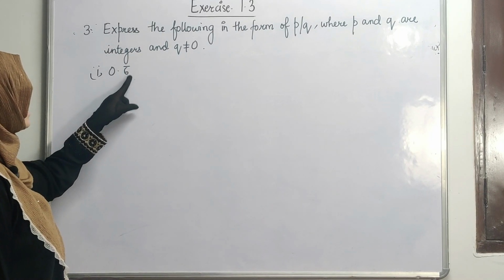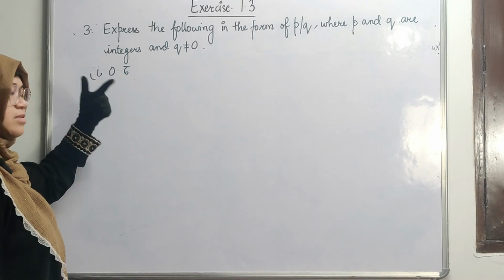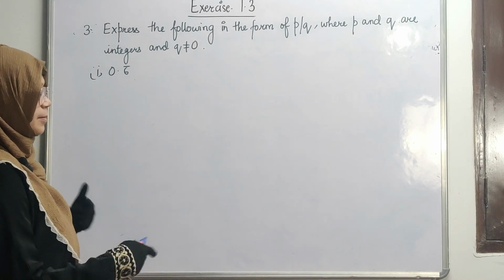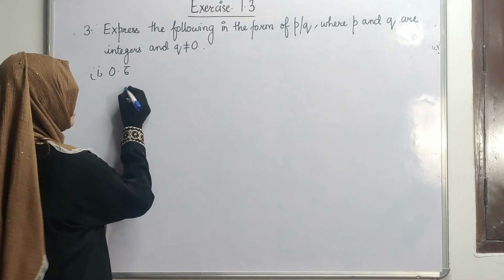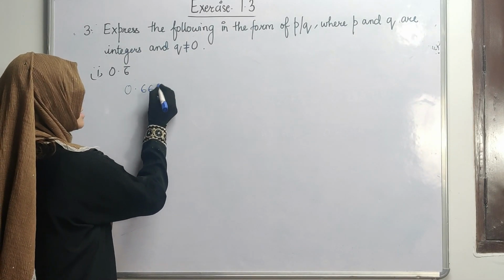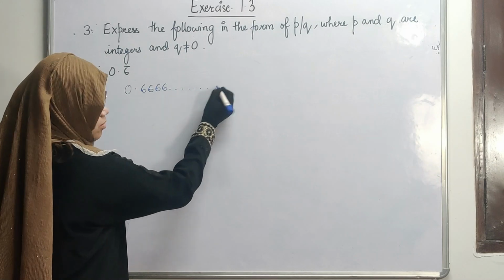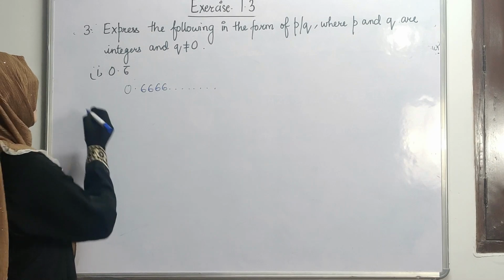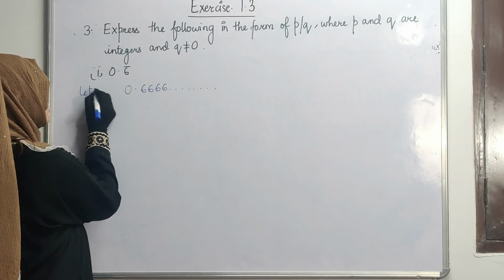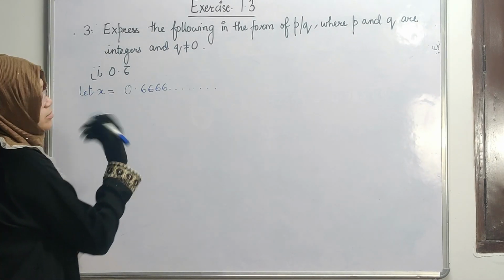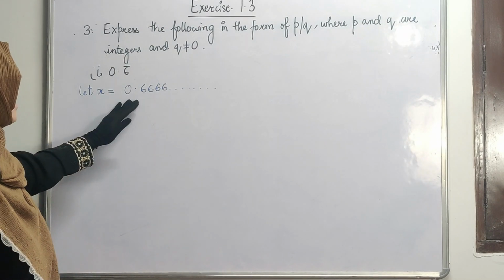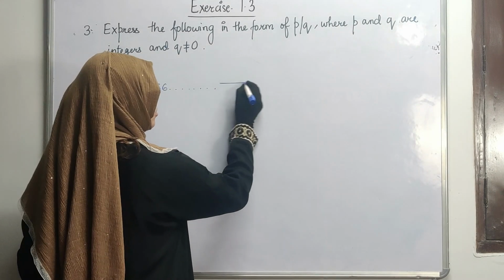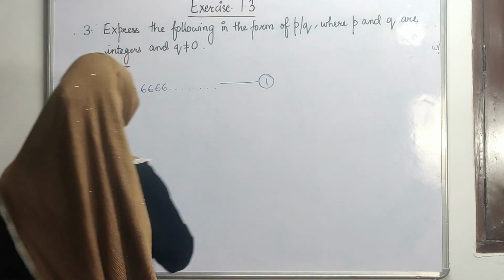First part is 0.6 bar. What does it mean by bar? Bar means the numbers are repeating. The number is 0.6666 and so on. जब हमारा नंबर ये है, our first step is to assume. कभी भी ऐसा क्वेश्चन आए, हमेशा assume कर लो x equals 0.666. इसको हमने मान लिया equation number 1.